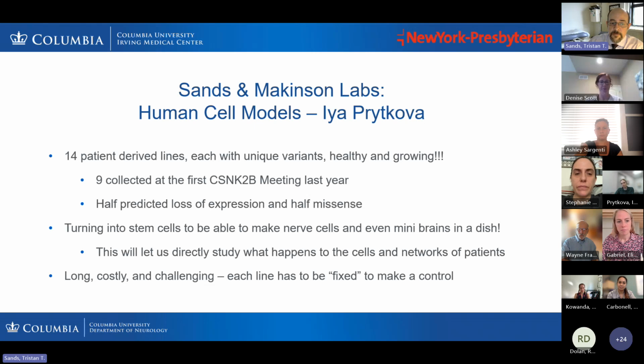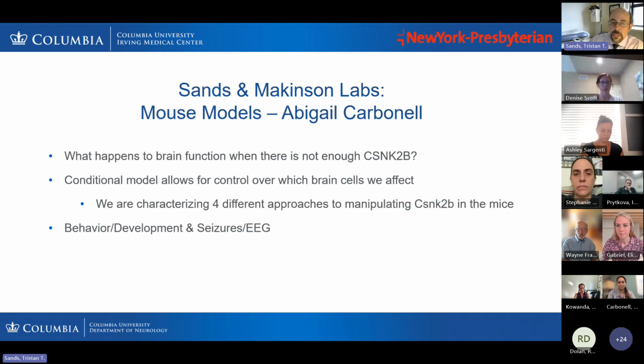So that's wonderful. And we're currently turning those into stem cells to be able to make nerve cells and even mini brains in a dish, which is going to allow us to really ask what happens to the cells and nerve networks of actual patients. It's a long, costly, and challenging project; each line has to be corrected to make its own control. And then the next person who's going to talk is Abigail Carbonell. She's working on mouse models of CSNK2B. And with a whole mouse model, we can ask what happens to brain function when there's not enough CSNK2B.